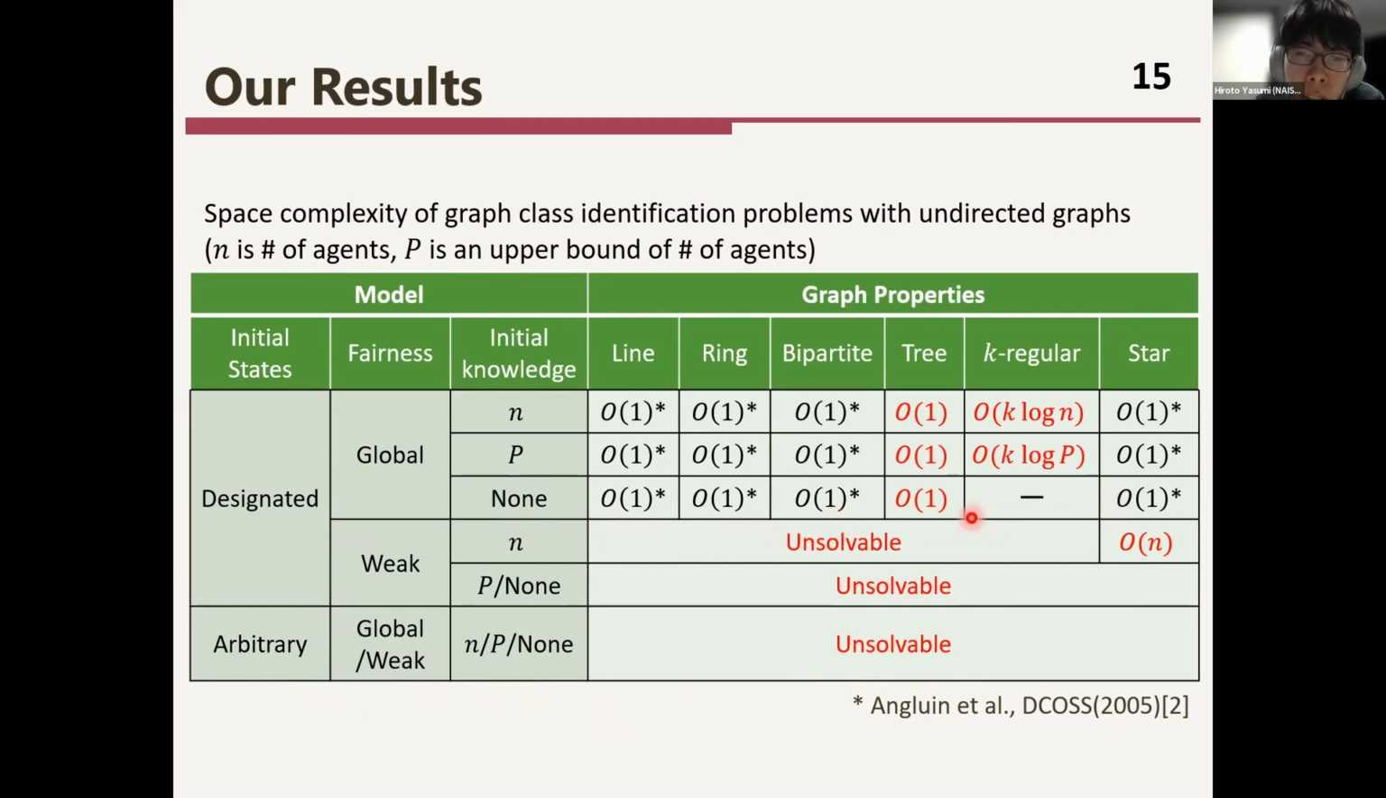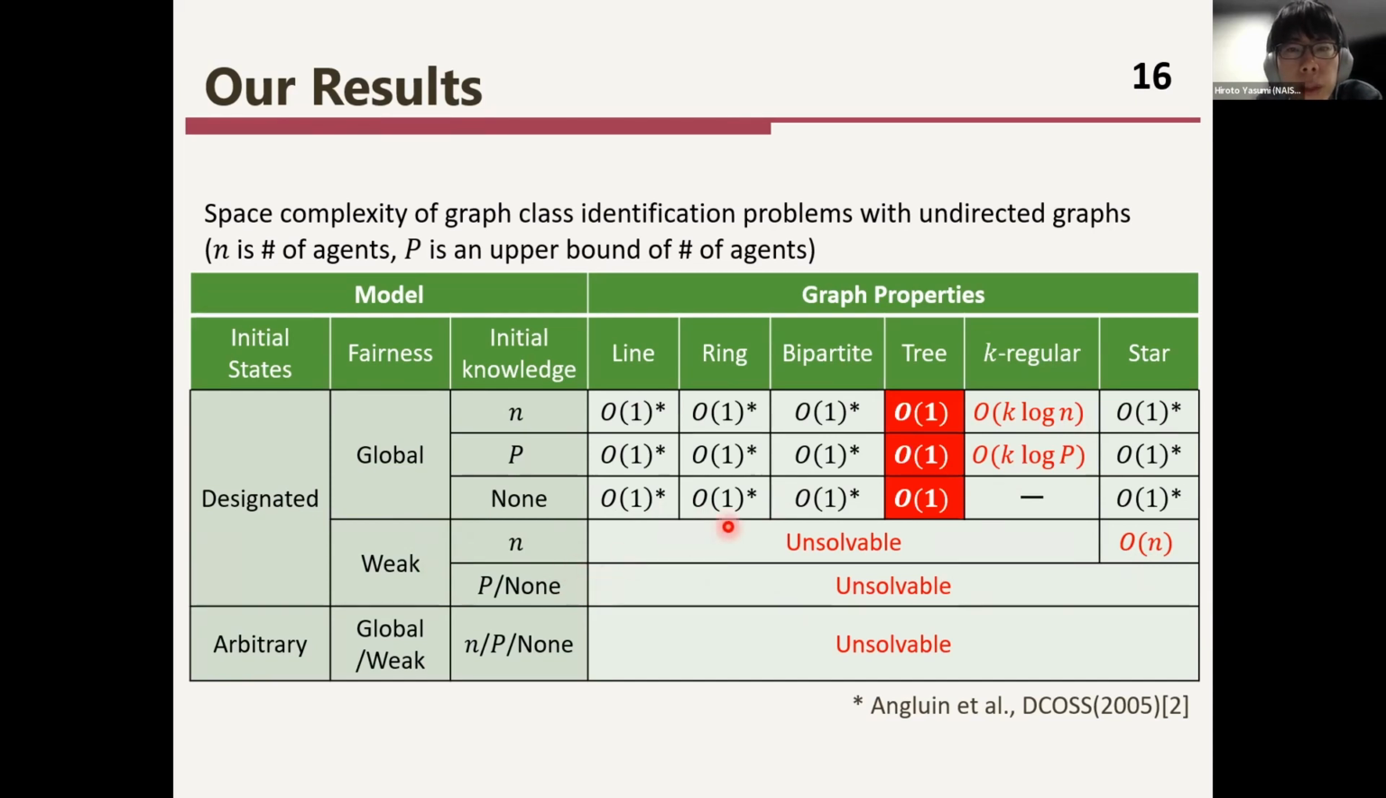In this setting, we propose a 3 identification protocol with order 1 states and a k-regular identification protocol with order k log p or order k log n states. On the other hand, by assuming weak fairness, we prove that there is no protocol for each graph except for star graph. For star graph, we propose a protocol with order n states that works if initial knowledge of n is given.